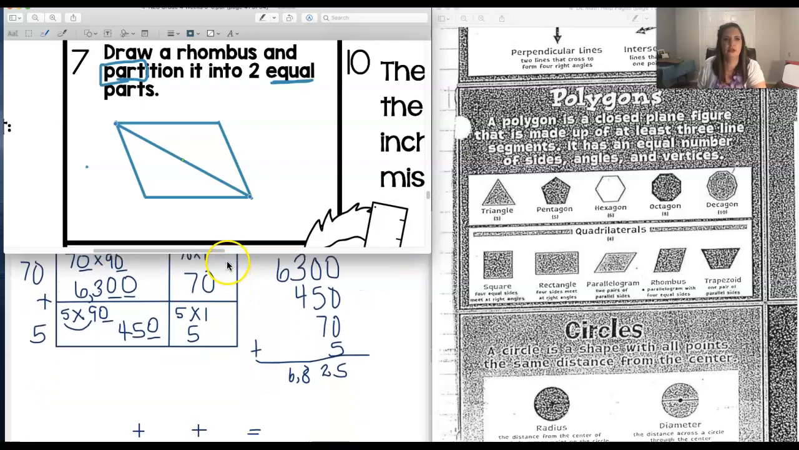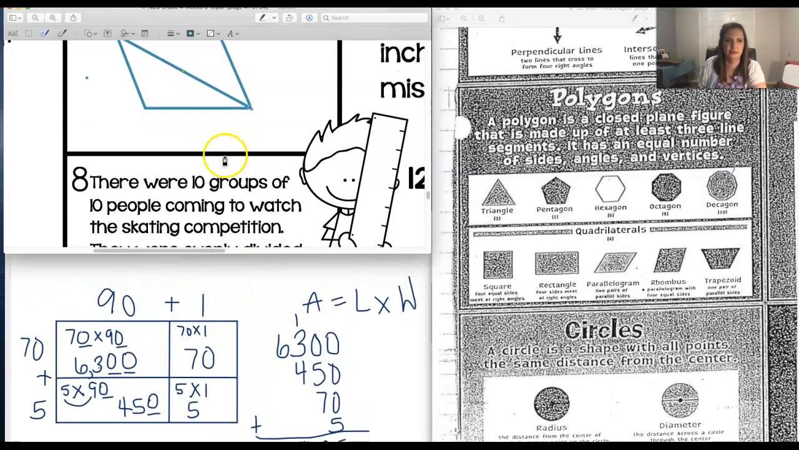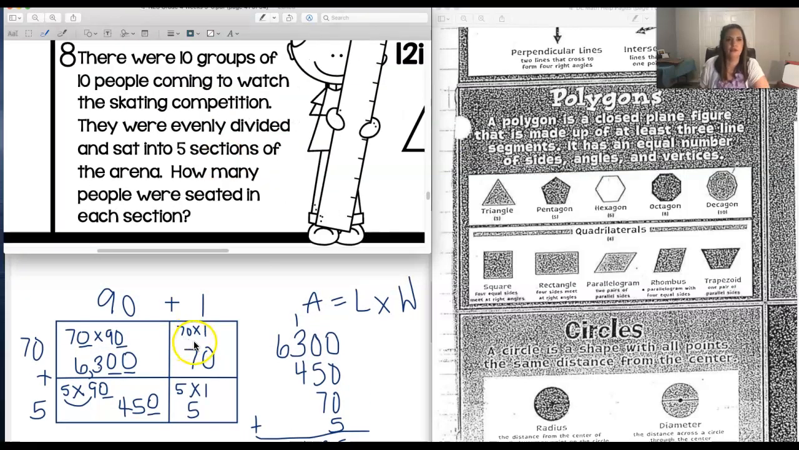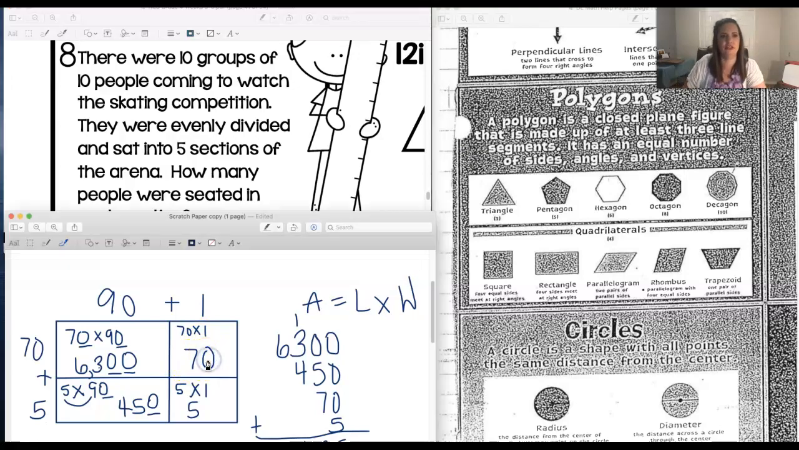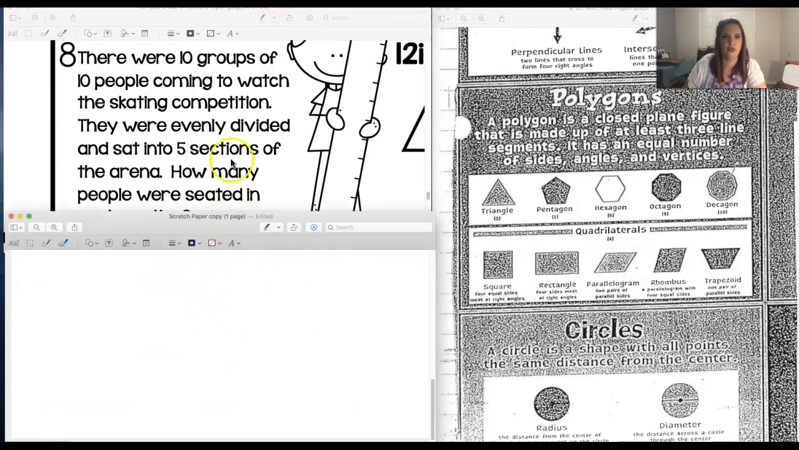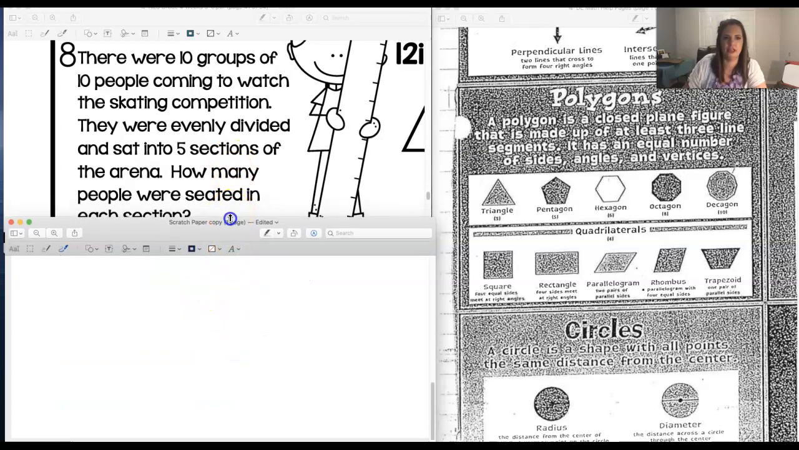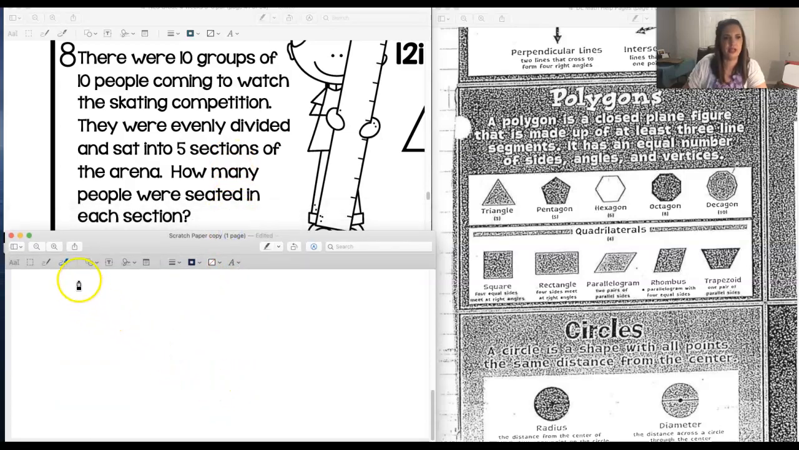Okay, let's go ahead and go to question number 8. There were 10 groups of 10 people coming to watch the skating competition. They were evenly divided and sat in 5 sections of the arena. How many people were seated in each section? So I'm going to go to my scratch paper. And we know that we are going to use the CUBED strategy.